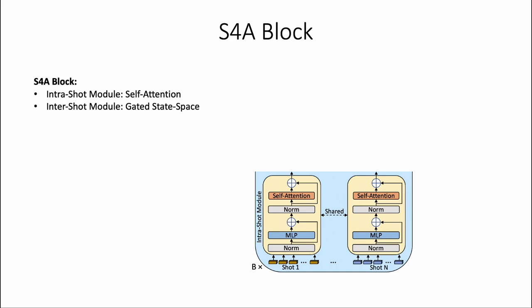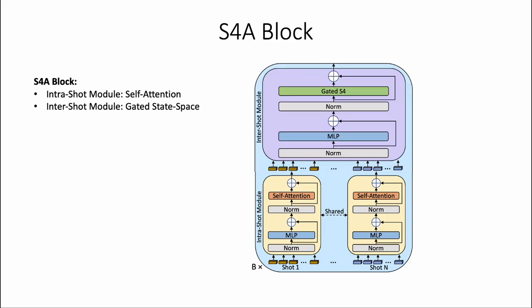First, patch-level tokens are passed through the intra-shot module to capture short-range interaction among frames in the same shot. The intra-shot module first applies an MLP and then a self-attention layer. Layer normalization and residual connection are also used. Then they are passed through the inter-shot module that aggregates long-range temporal cues from different shots. Each inter-shot module uses an MLP and a gated S4 layer.